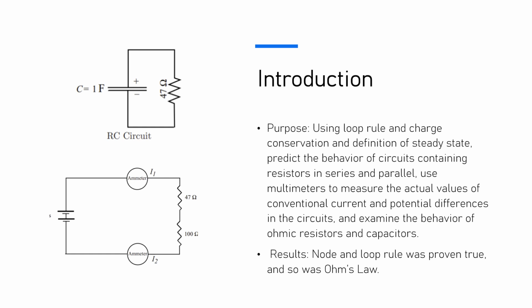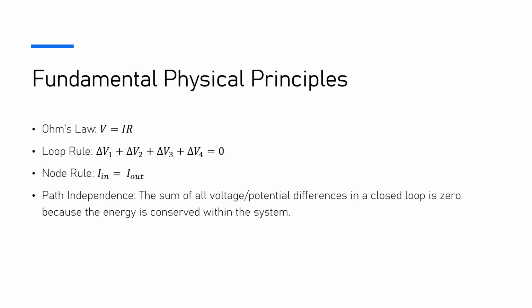Here on the left, you can see two diagrams of the two experiments that we performed in this lab. And a sneak peek of the results: the node and loop rule was proven true, and so was Ohm's law, which is consistent with the physics and the result we were trying to prove in this lab. And here are the fundamental physical principles that were used in this lab.